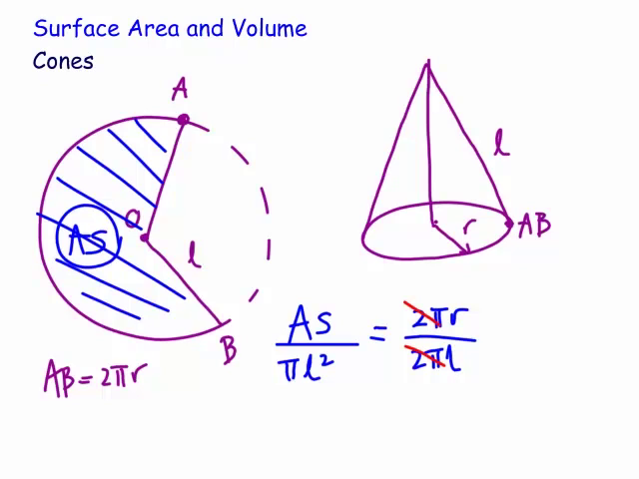So let's now rewrite this. What is AS? AS is the area of the sector, which is the curved part of the cone. That's going to be R on L times pi L squared, and you can hopefully see that one of the L's will cancel, and it'll just give us pi RL.